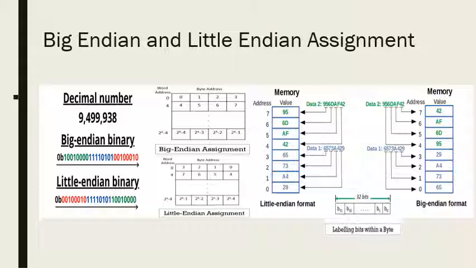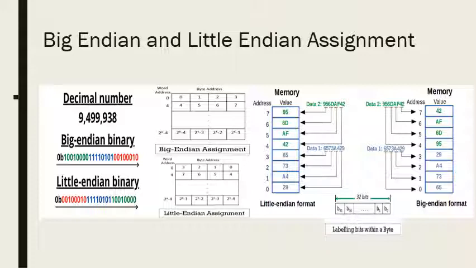Similarly, the bits must be labeled inside the byte or word. The most common way of labeling bits in a byte or word is as shown in the figure, labeling the bits B7 to B1 to B0 from left to right, as we do in the little endian assignment.